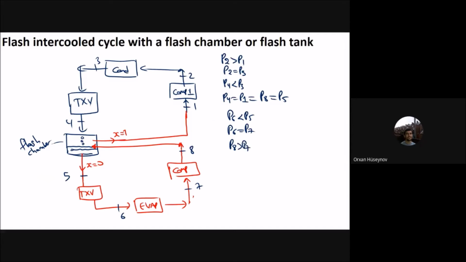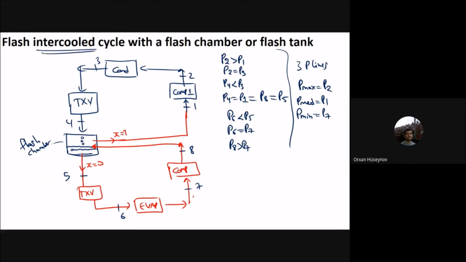Let's see how many pressure lines I have. One pressure line is there, one pressure line is there, and one pressure line is there. You have the 3 pressure lines. So P max is P2, P medium is P1, and then you have P minimum, which is P7.